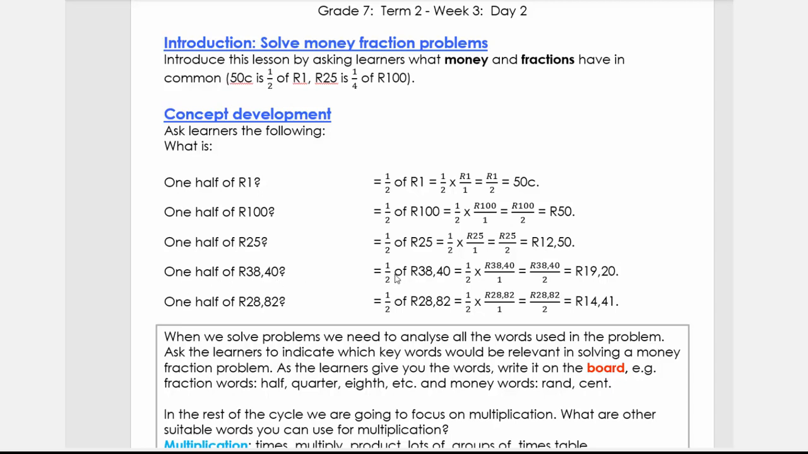So we've got 1/2 of 38 rand and 40 cents. So we've got 1/2 multiply. Then we want to change this into a fraction. So we're going to say 38 rand and 40 cents divided by 1. That will give us a fraction. We're going to multiply the top numbers and the bottom numbers. So we've got 38 rand and 40 cents divided by 2. And that gives us 19 rand and 20 cents.